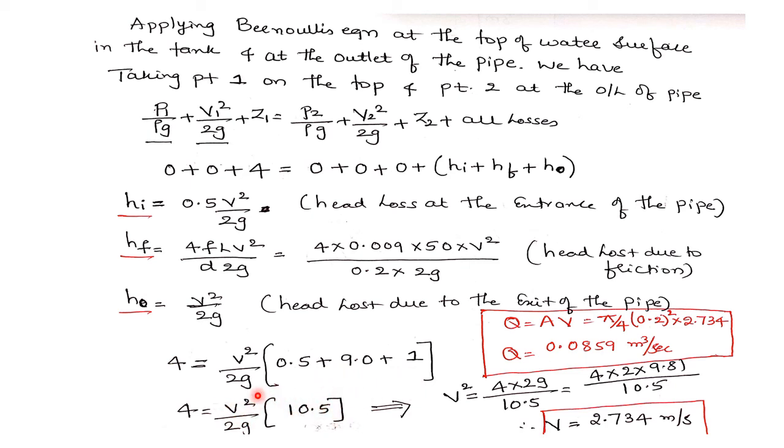With this equation I calculate V square: V square equals 4 into 2g divided by 10.5, that is 4 into 2 into 9.81 divided by 10.5. Therefore my velocity V is 2.734 meters per second. With this velocity I will calculate the discharge. Discharge is given by area into velocity, where area is pi upon 4 d square, into velocity 2.734, which I have already calculated. The discharge Q is 0.0859 meter cube per second for the pipe.